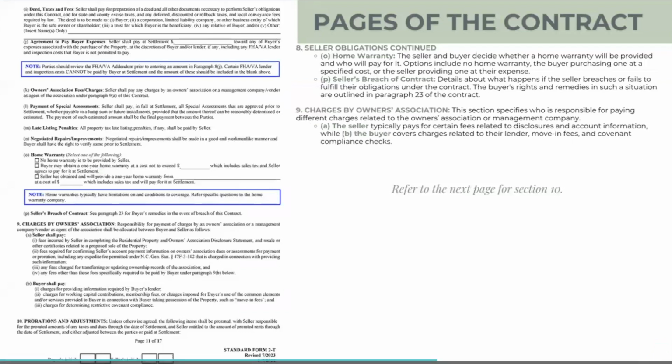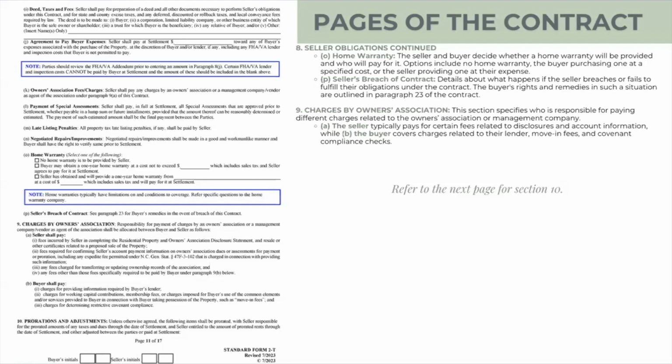Home warranty. The seller and buyer decide whether a home warranty will be provided and who will pay for it. Options include no home warranty, the buyer purchasing one at a specific cost, or the seller providing one at their expense. And seller's breach of contract. So there's details here about what happens if the seller breaches or fails to fulfill their obligations under the contract. The buyer's rights and remedies in such a situation are outlined in paragraph 23.